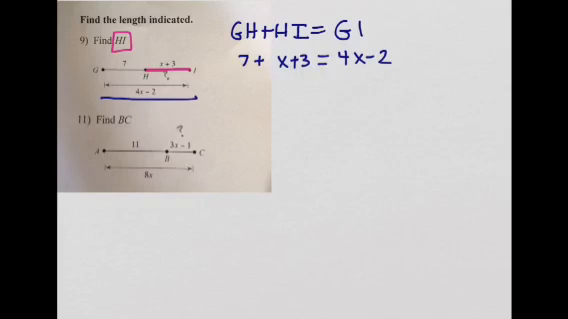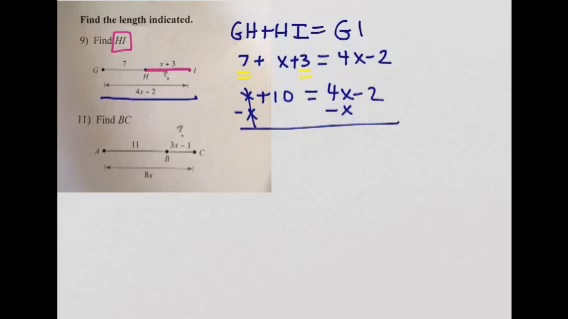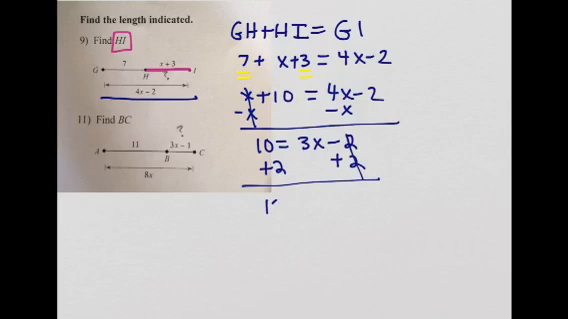Okay, on the left side, I notice I have two constants, 3 and 7, so I'm going to add them together. So I'm left with x plus 10, because 7 plus 3 is 10, and 4x minus 2. This time I'm going to subtract x from both sides, just because 4x is bigger than 1x, so I'll move the 1x over to the other side. So there, I've got 10 equals 4x minus 1x is 3x. So now I'm going to add 2 to both sides. This is gone, and 12 equals 3x.